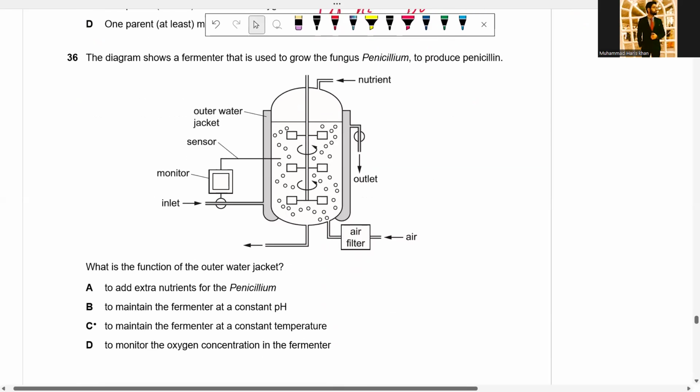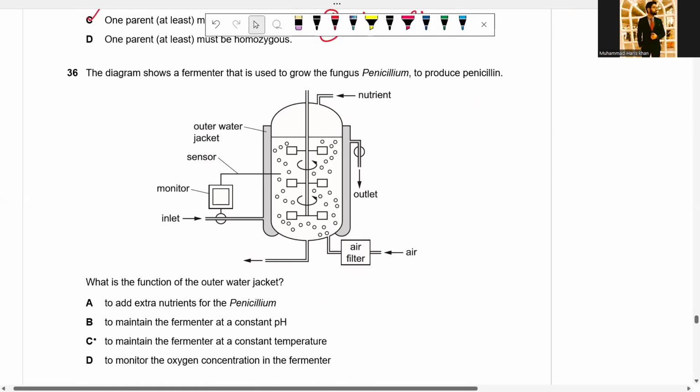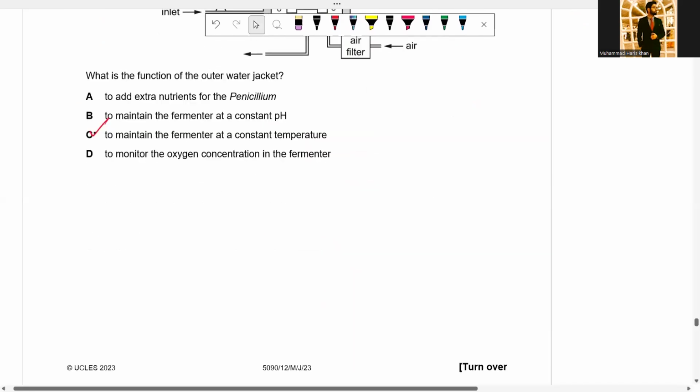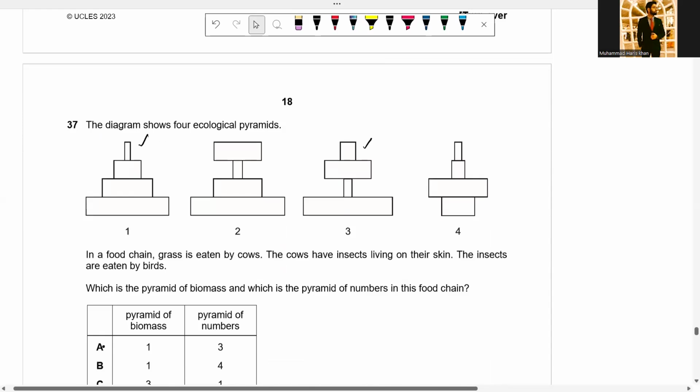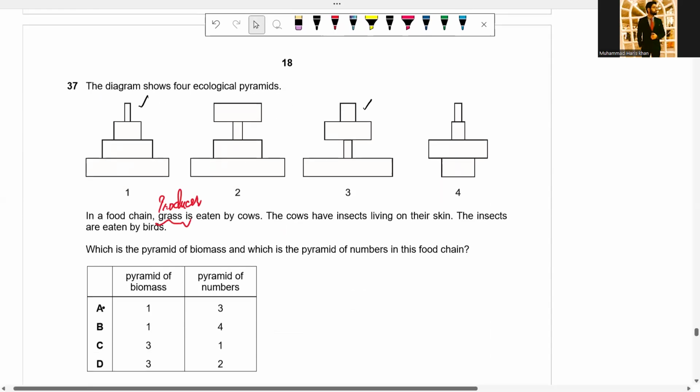36 MCQ. The diagram shows a fermenter that is used to grow the fungus penicillium to produce penicillin. What is the function of the outer water jet? To maintain the fermenter at a constant temperature. Then 37, the diagram shows four ecological pyramids in a food chain. Grass is eaten by the cows. Grass is the producer. The food chain always starts with the producer, which is eaten by cows. The cows have insects living on their skin. The insects are eaten by the bird. What is the pyramid of biomass? What is the pyramid of numbers?